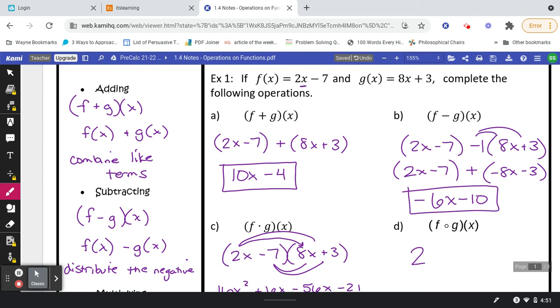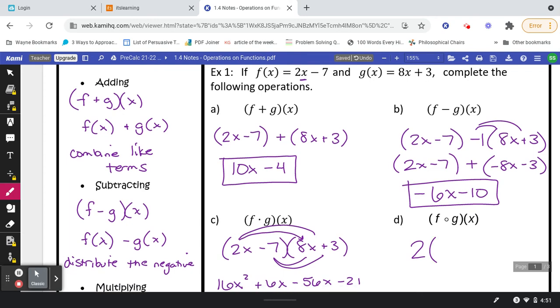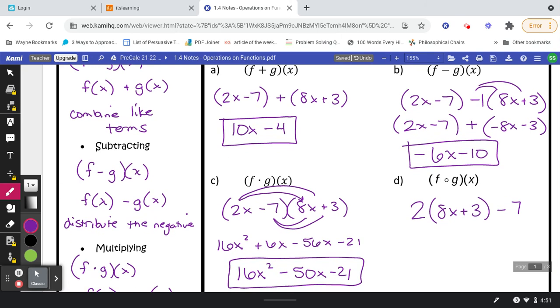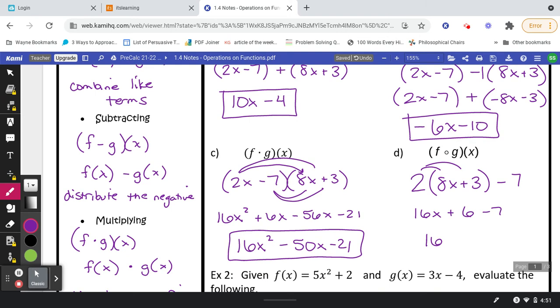So right here in the x, instead of writing the x right there, we're going to substitute in the entire other function, 8x plus 3. And then finish the rest of the f function with a minus 7. So what used to read 2x minus 7 now reads 2, and then we plugged in the g, minus 7. From there, just do whatever order of operations you need. So distribute, and then combine like terms. And there we go.